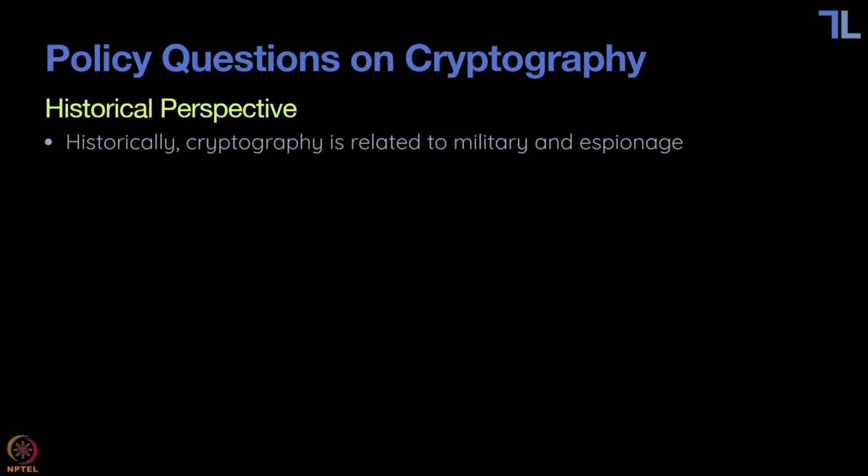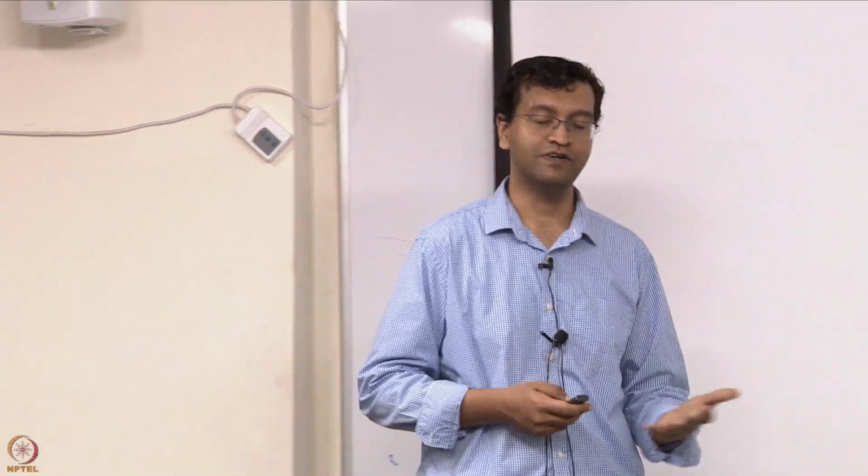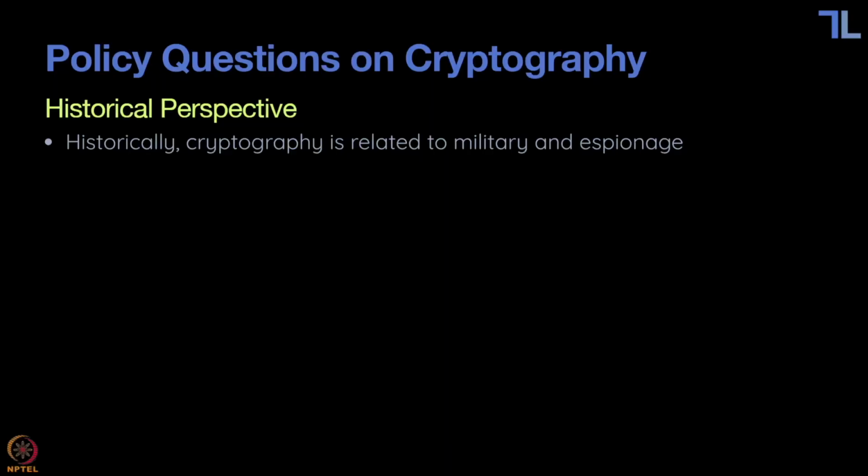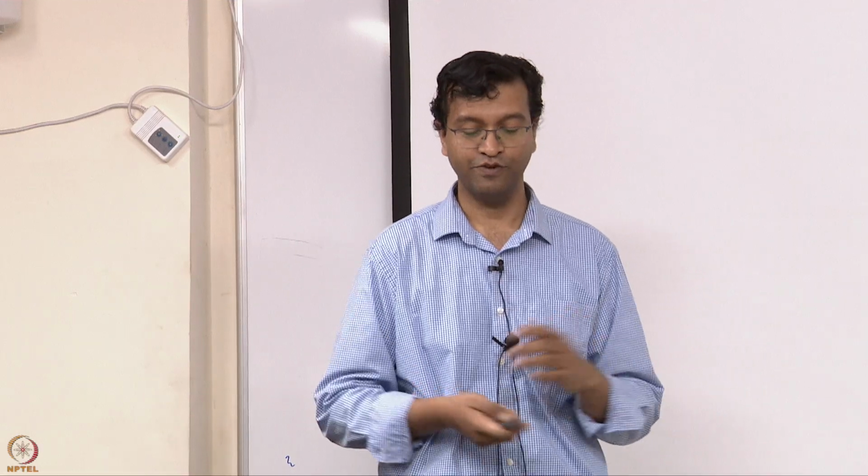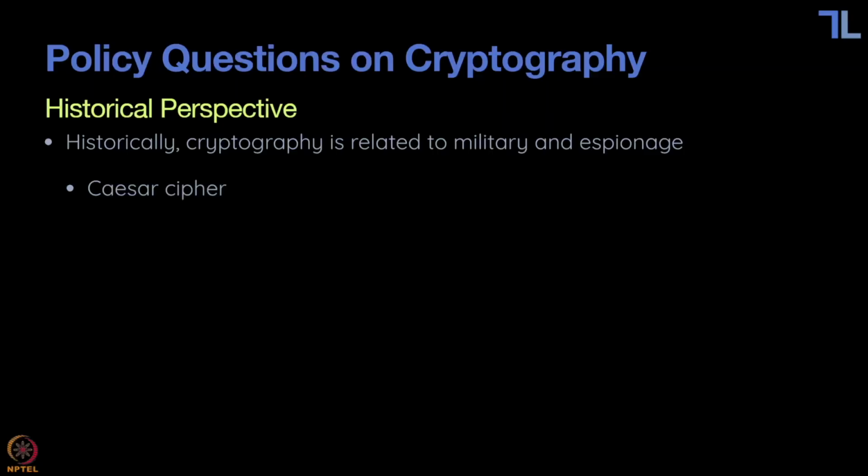And historically, cryptography was considered something related to military and intelligence and espionage. And that's the background from which cryptography was developed through world wars and by the governments. And even actually go way back to the time of Caesar, we know about Caesar cipher, and that was also in the context of sending secret messages to the military in the field.